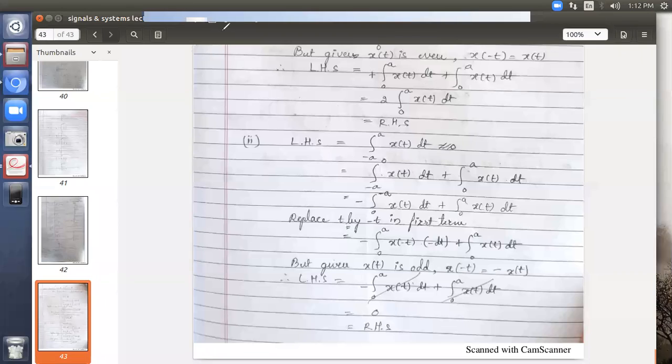So with this, we have completed even and odd signals. Still many problems are there, so please practice. Please try to solve the question papers. In the next session, we will be continuing with periodic and non-periodic signals.